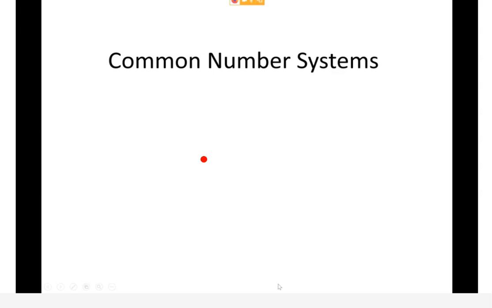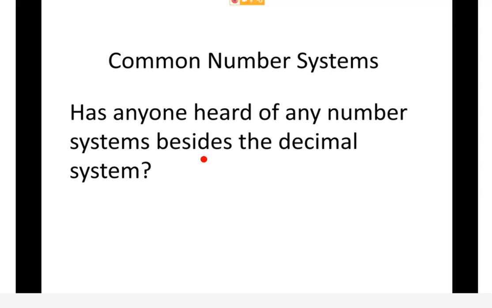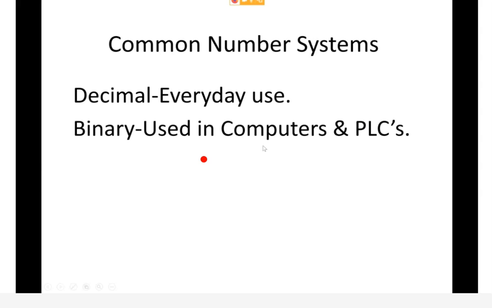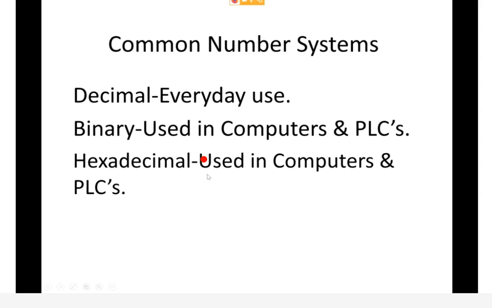So, common numbering systems. They talk about different numbering systems like, of course, decimal, which is our numbering system as far as counting to 10. Our money is in the decimal system. That's what we use every day. Binary numbers are used in computers and PLCs. And a hexadecimal number is also used in computers and PLCs.